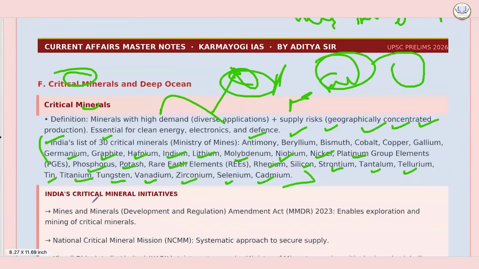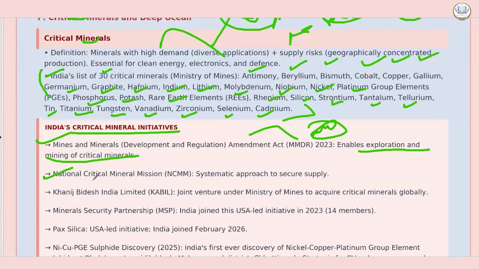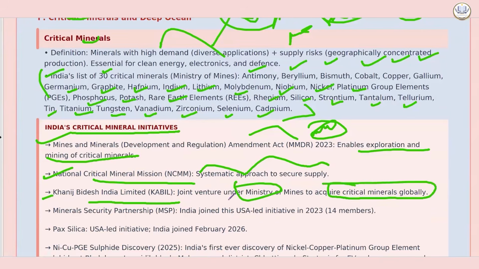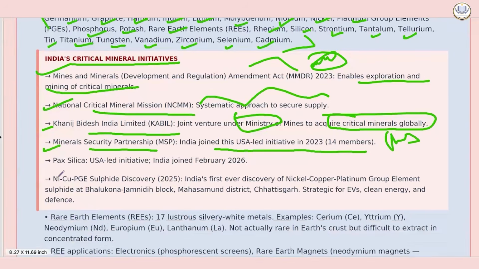Okay. Now, India's Critical Mineral Initiative. The Mines and Mineral Development and Regulation Amendment Act, MMDR 2023, enables exploration and mining of critical minerals. The National Critical Mineral Mission is there for a systematic approach to secure supply. And we have Khanij Videsh India Limited, which is a joint venture under the Ministry of Mines to acquire critical minerals globally. We also have the Mineral Security Partnership. India joined this USA-led initiative in 2023, and there are 14 members. That Silica, we already read it.